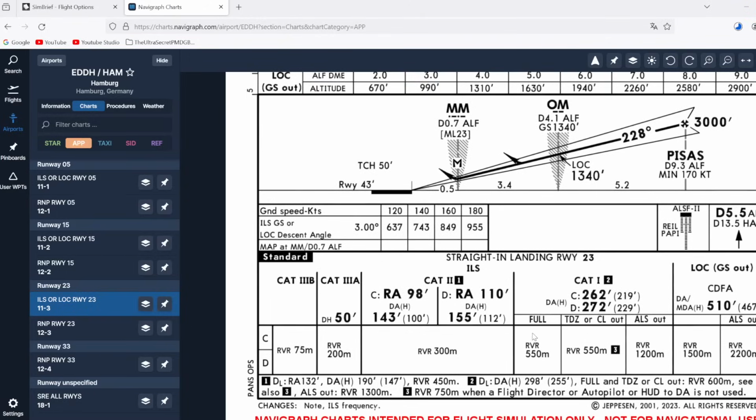So the RVR we can see down here. Now, we need to take into consideration our NOTAMs to see if, for example, the touchdown zone lights or the centerline lights were out. In that case, you can see that we would have increased RVR minima down here, or if we take the approach light system out, then we'd have at least 1200 meters RVR. However, none of these is published in the NOTAMs right now, so we can take the full RVR, 550 meters.